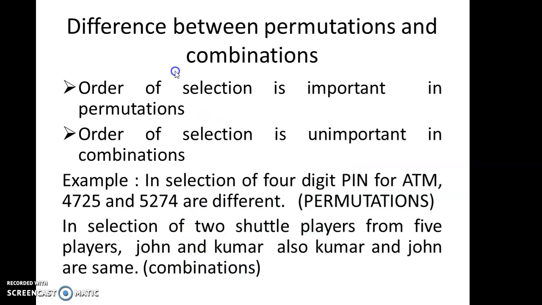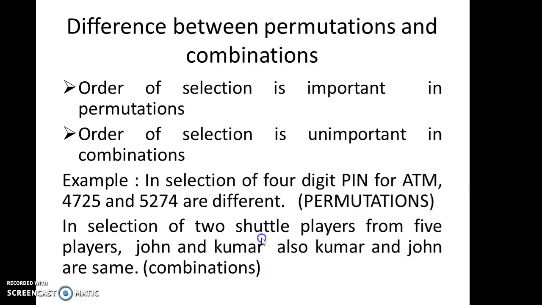Now we see the difference between permutations and combinations. The order of selection is important in permutations, but in case of combinations the order of selection is not important. See an example. In selection of a 4-digit PIN number for ATM, 4725 and 5274 are different. Though the digits are the same, the sequence is different. So that is coming under permutations.